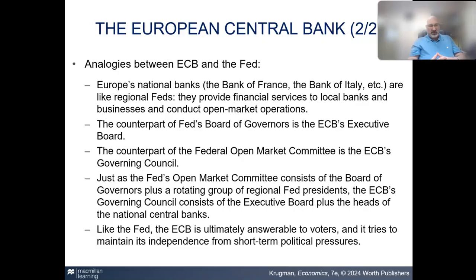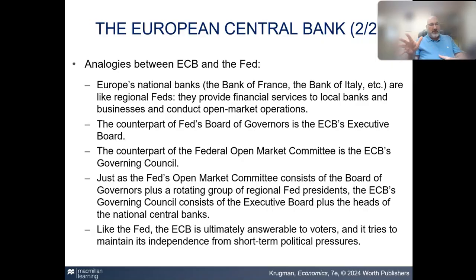So, like the Fed, the ECB is ultimately answerable to voters, and it tries to maintain its independence from short term political pressure. So, let's talk about that FOMC, the Federal Open Market Committee. So that consists of 12 members. So you have the 7 members of the Board of Governors, which I mentioned before, appointed by the president, confirmed by the Senate. So there's 7 Board of Governor members.